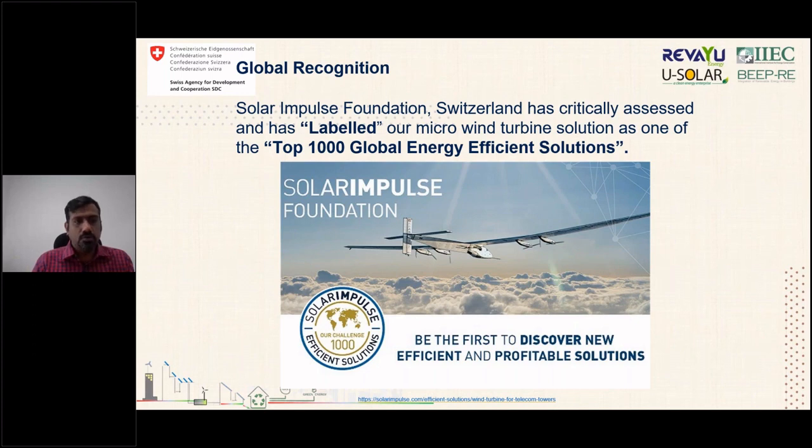Yeah. So Revayu was labeled by a Swiss organization, Solar Impulse Foundation. This was in 2020 during the lockdown. This good news came to us that they selected our wind energy solutions as one of the most energy efficient solutions, and it's listed on their website also. So they tagged us as one of the top 1,000 global energy efficiency solutions, and amongst renewable energy, we were at that time amongst the 10 they chose.